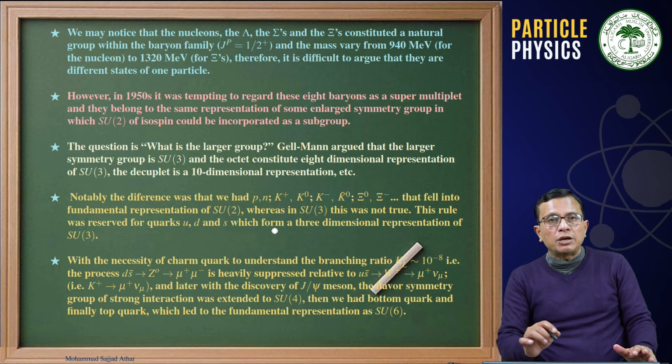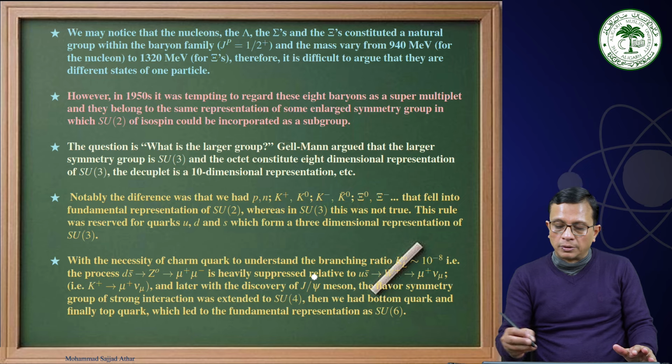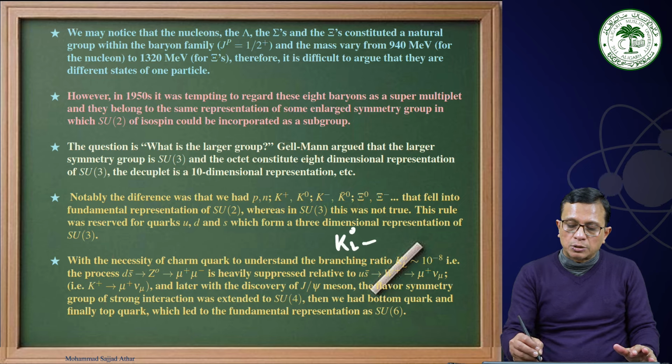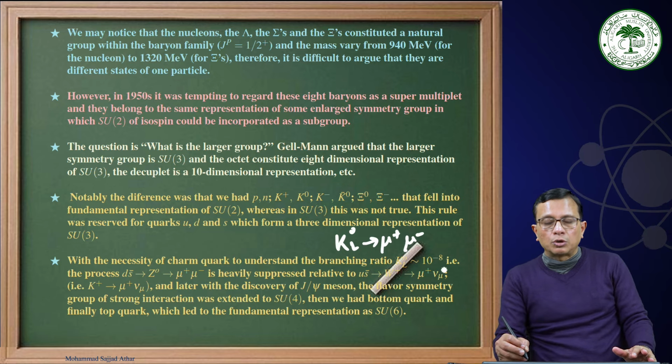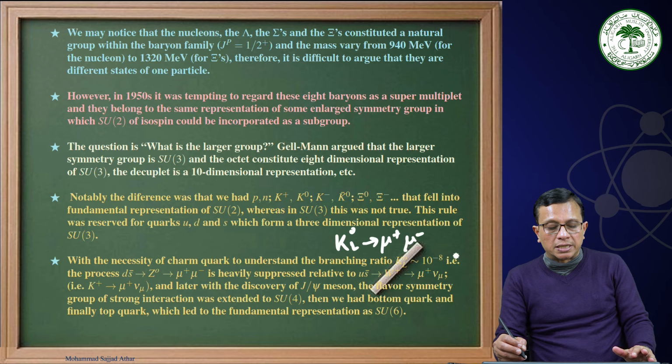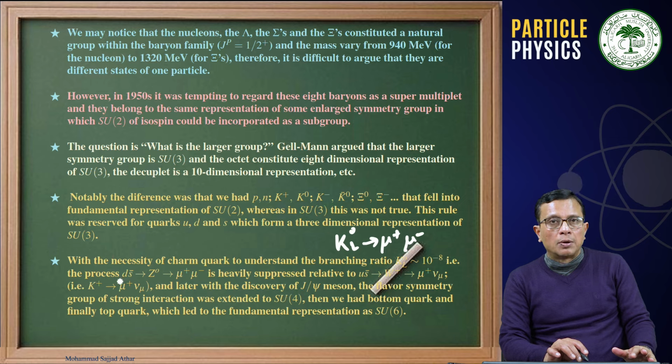The charm quark was necessary to understand the branching ratio of KL0 decaying to mu plus mu minus. This branching ratio turned out to be smaller than 10 to the power minus 8. What is KL0 made up of? D and S bar quark. The charge of the D quark is minus 1 by 3, and the charge of S bar is plus 1 by 3. Therefore, this is a neutral particle, and the interaction would take place via Z0 exchange, with Z0 then giving rise to mu plus mu minus.